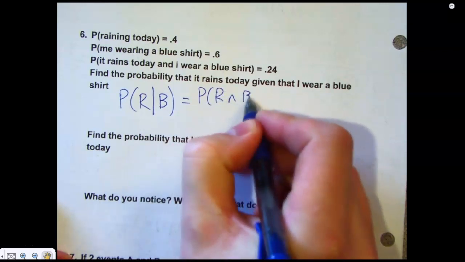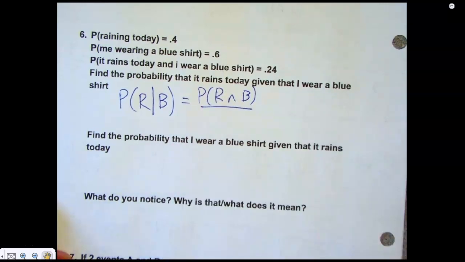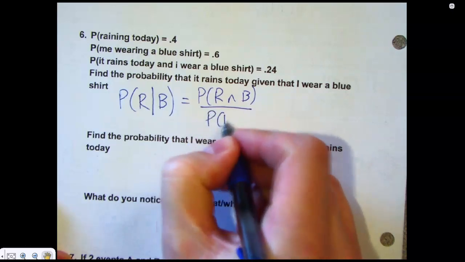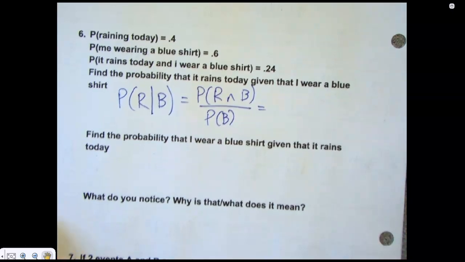Rain and blue, right? What goes on the bottom? Rain or blue? Blue. However, you know, what goes on the bottom.